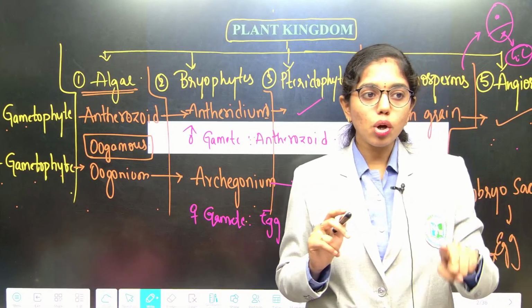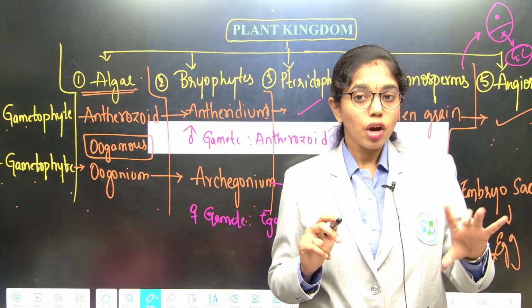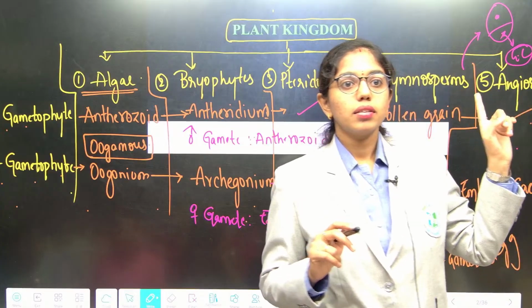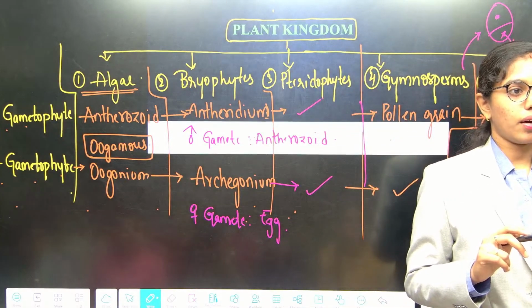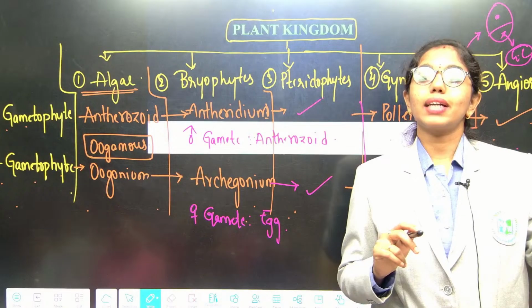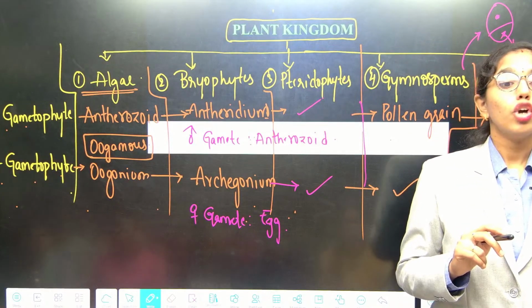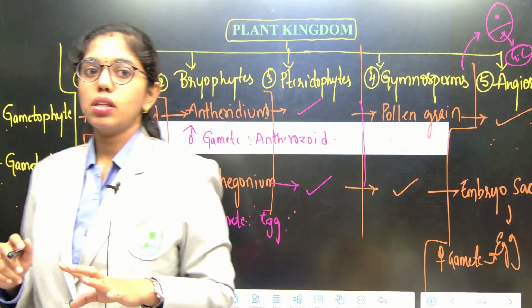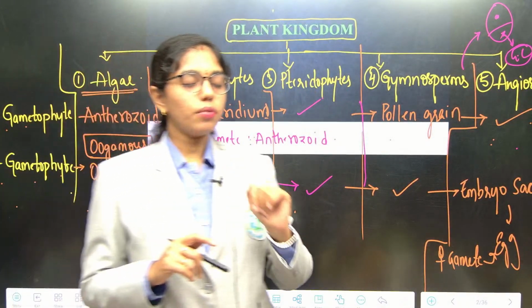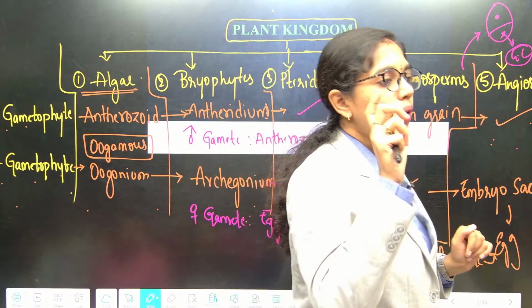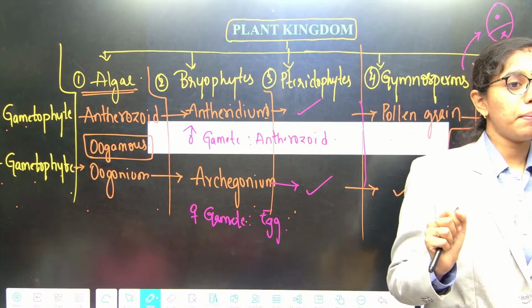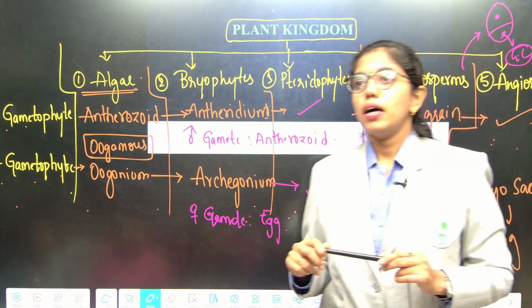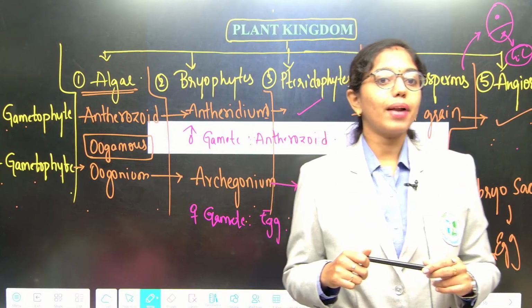Isogamous type of reproduction with non-motile gametes in green algae: Spirogyra. Isogamous with motile gametes in green algae: Ulothrix. Oogamous examples in green algae: Fucus and Volvox. Very good. And anisogamous examples: Eudorina.